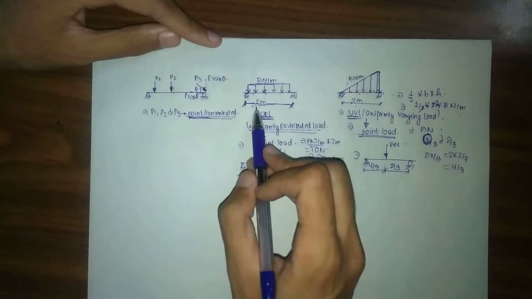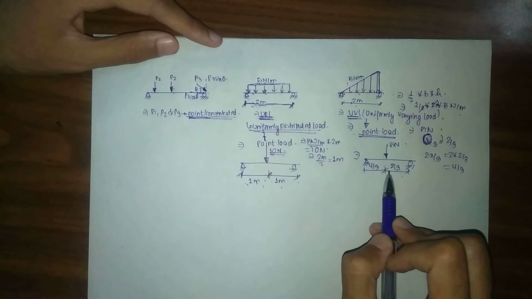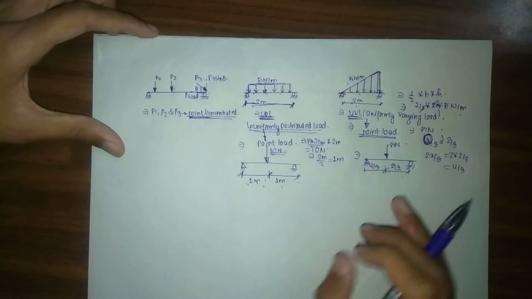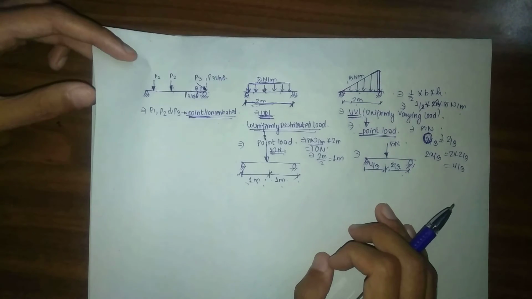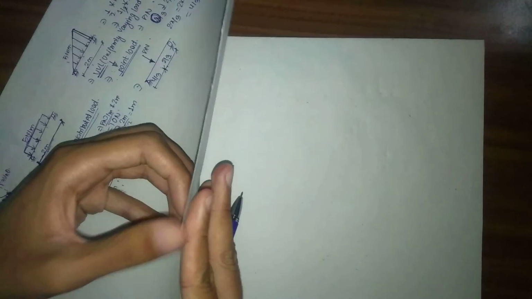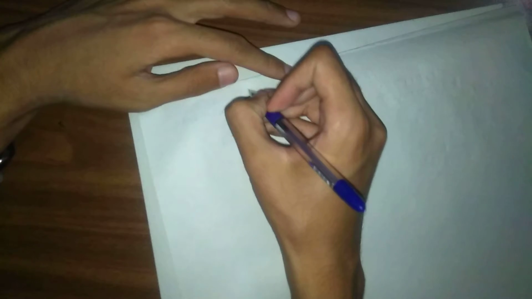Converting UDL and UVL into point load is very important in order to calculate our shear force and bending moment diagram. So next we'll be talking about the types of support in the beam. There are three types of supports on the beam.